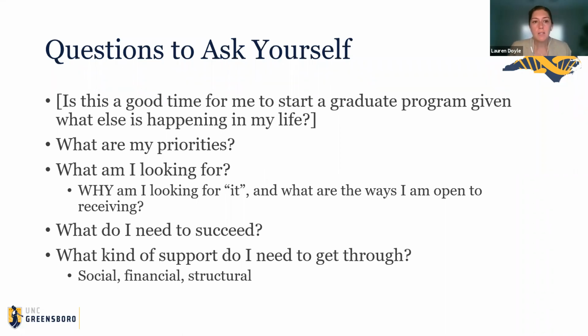So asking yourself, what are my priorities? Are my priorities geography? Are my priorities content focus? Is it course delivery or course structure? Is it cohort size? Is it city size? Is it affordability? Is it the cost of living in the area where the program is? Is it transportation options? There's so many, and they're very personal, that's something that you need to answer for yourself.